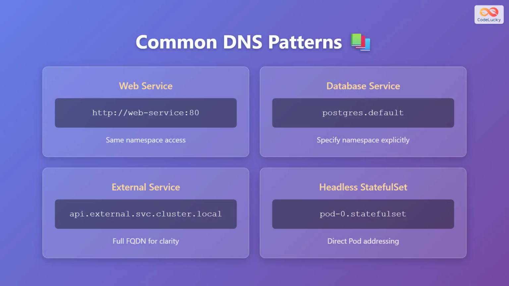Let's explore some common DNS patterns you'll encounter in Kubernetes. For a web service in the same namespace, you can use the simple format http://web-service:80. When accessing a database in the default namespace from another namespace, use postgres.default. For clarity and to avoid ambiguity, especially when working with external services, you can use the full FQDN like api.external.svc.cluster.local. For stateful applications using stateful sets with headless services, you can address individual pods directly using pod-0.statefulset.